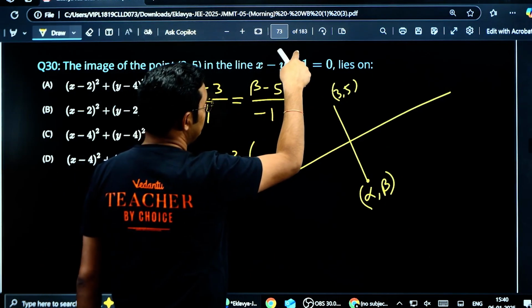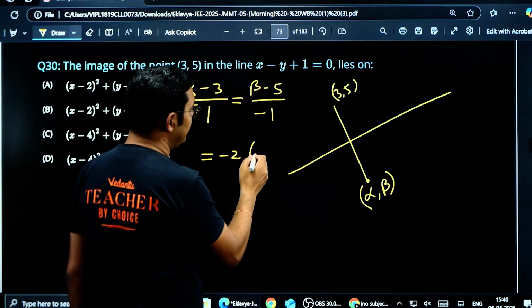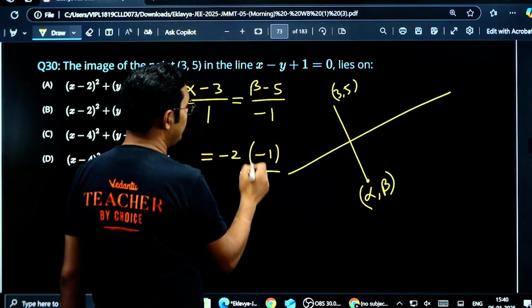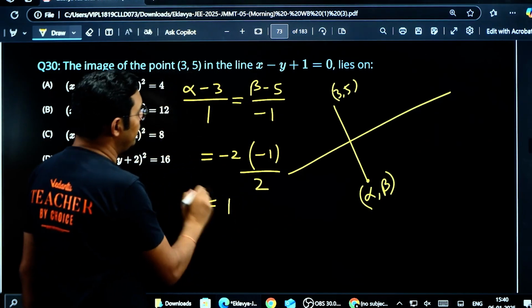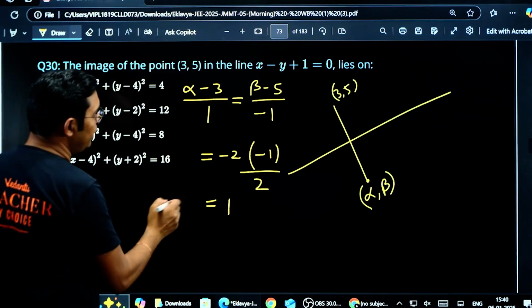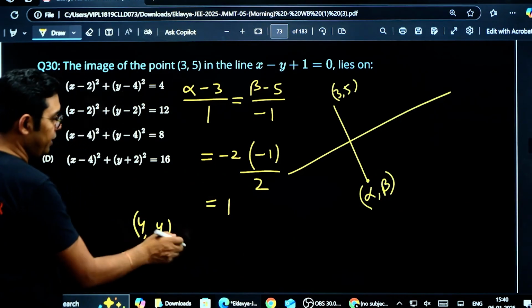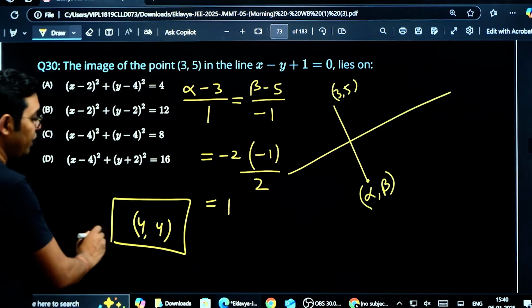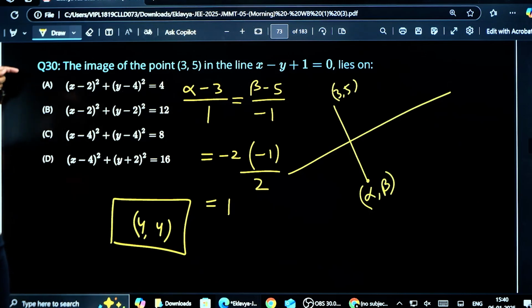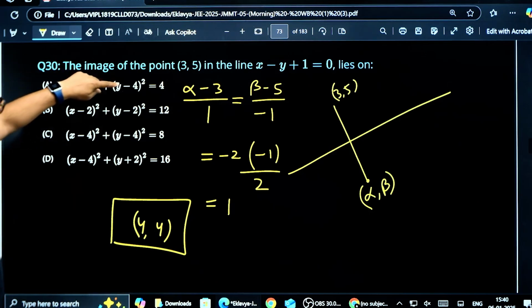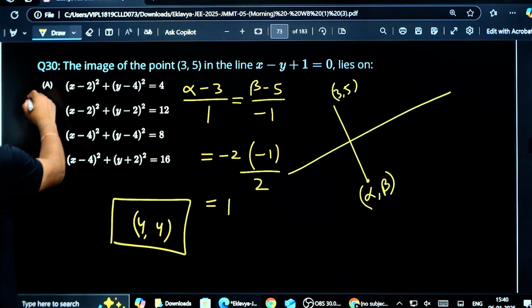So 3 plus 1, 4, 4 minus 5 is minus 1 upon 1 square plus 1 square, so 2. This will be equal to 1. So from this we get alpha to be 4 and beta to be equal to also 4. So the point alpha beta here is 4, 4. Now we can check where it is lying. I think in A option, that will be 0, that will be 4. So I think A seems correct.